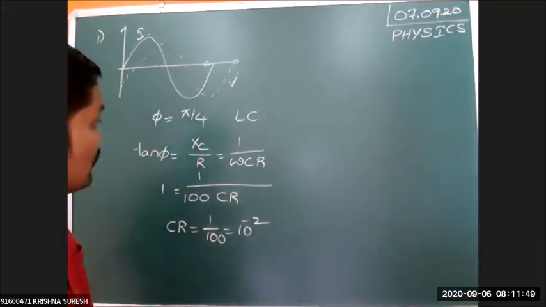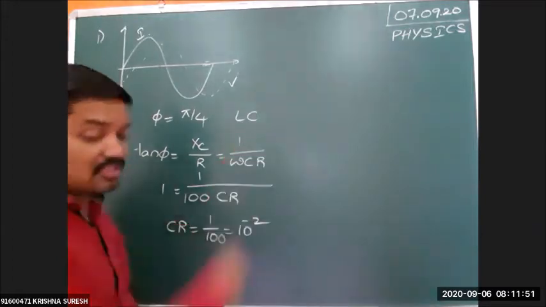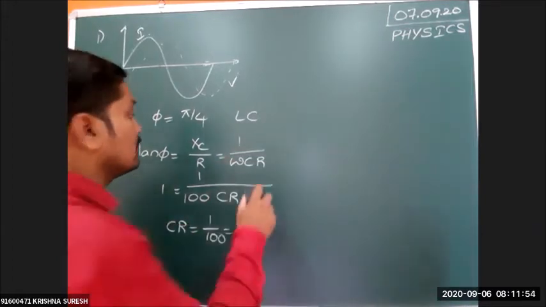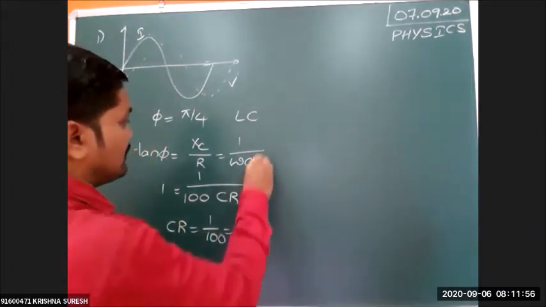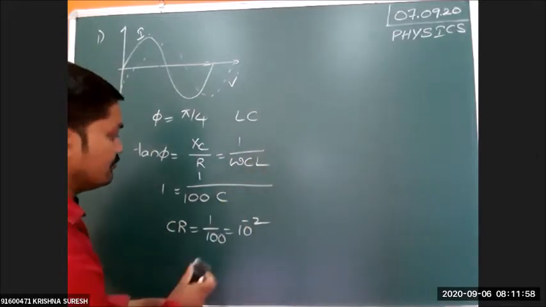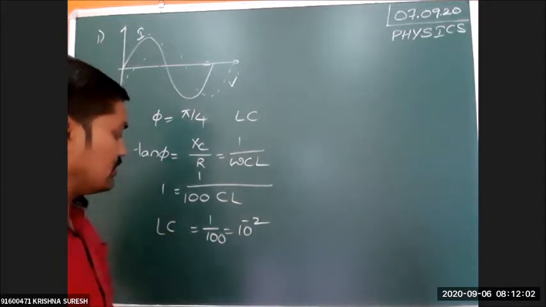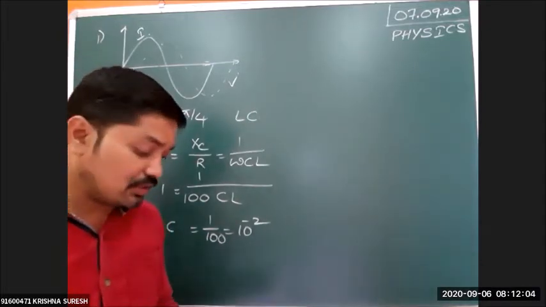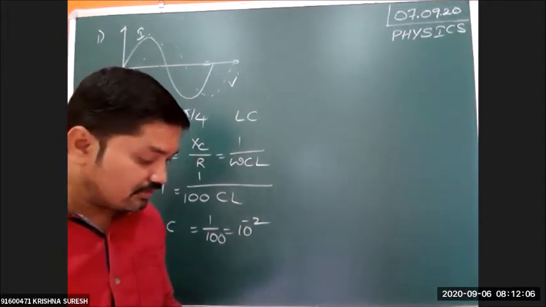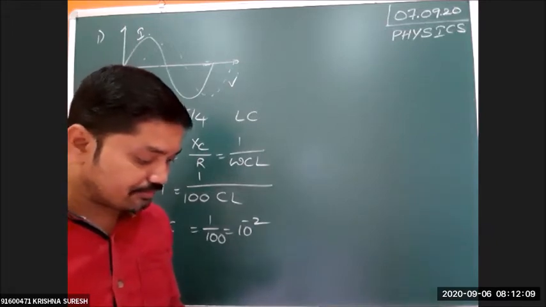So which combination is that? This is an LC combination. Then here we have to take LC. So LC is equal to 10 power minus 2. Now check which combination it is.